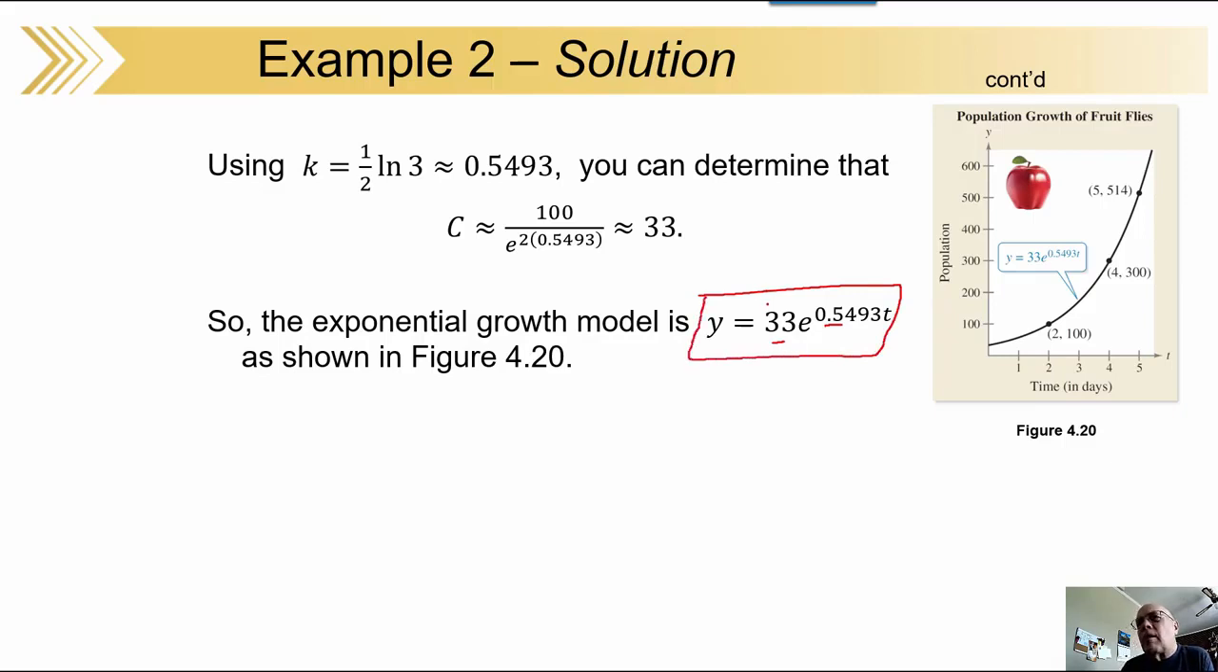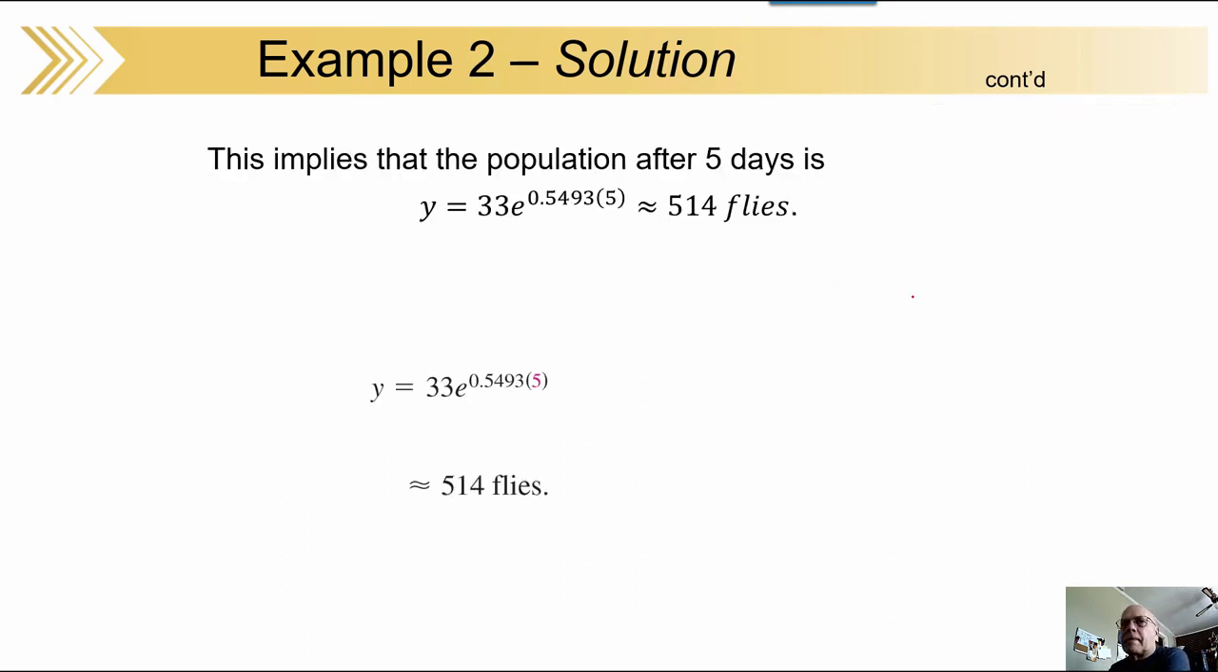So we needed the model because we wanted to find out how many flies at 5 days. We've got our model. All we have to do is put the 5 in where the t is. Put the 5 in there, a little bit of calculator work. Hopefully you're not going to try to do this by hand. And you've got about 504 flies after 5 days. And we've got the answer complete. We've got our model, and we've got the answer to the question we were trying to get to.